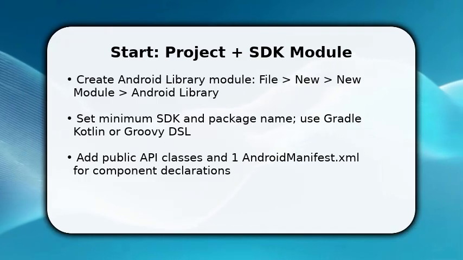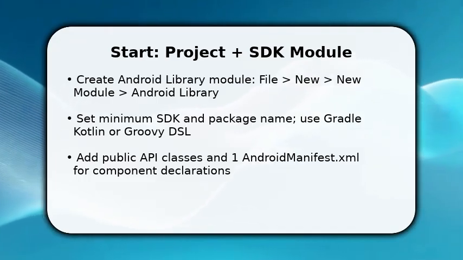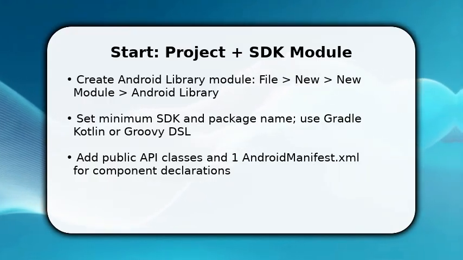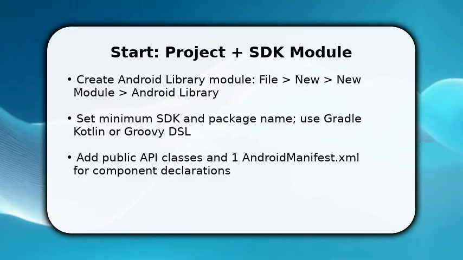Enjoy the video. You begin by adding an Android library module inside your app project so you can iterate quickly. This gives you a buildable SDK artifact. Once created, pick your minimum SDK and package name and choose Kotlin or Java sources.